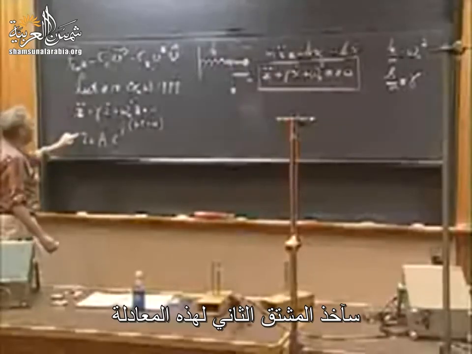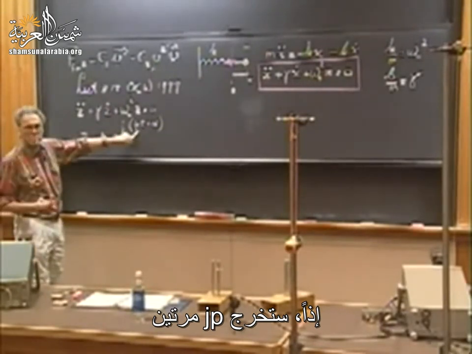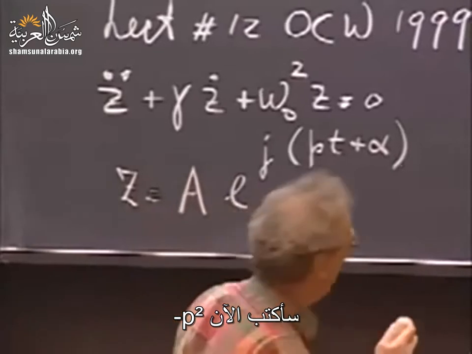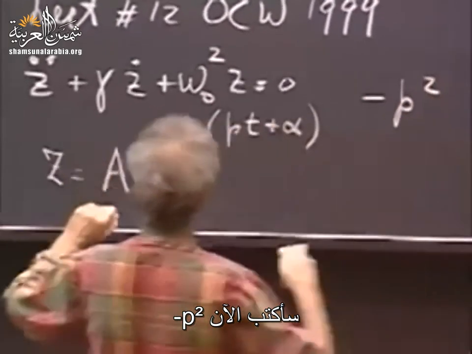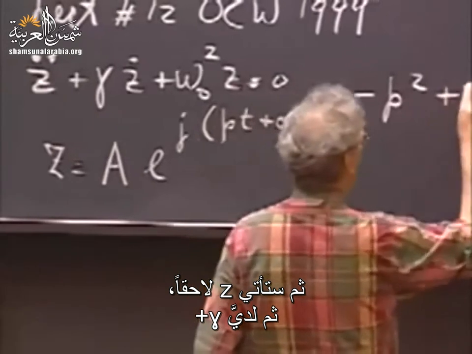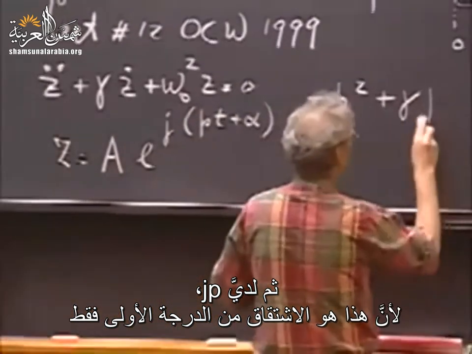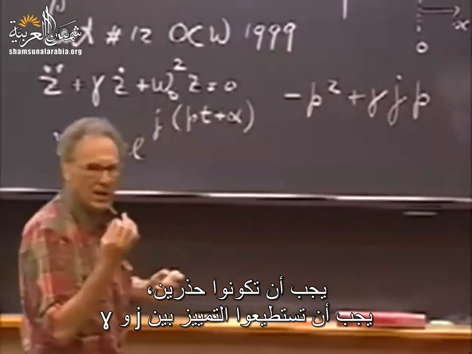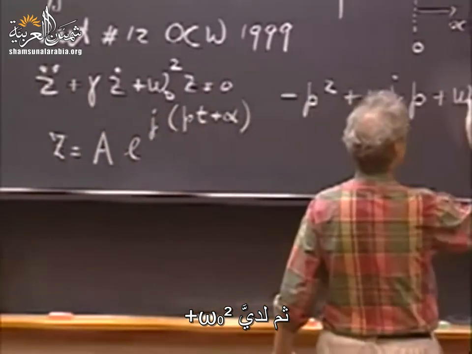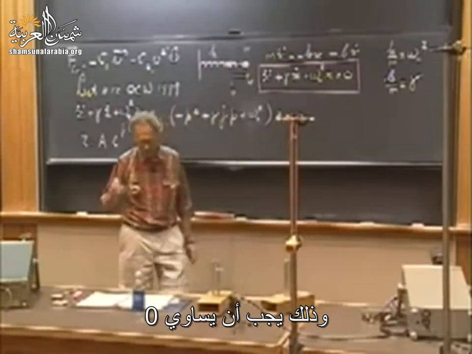I'm going to take the second derivative of this function. So jp comes out twice, so that is j squared times p squared, and so I'm going to see minus p squared. That is the second derivative of this function, and the z comes later. Then I have plus gamma, and then what pops out is jp, because it's only the first derivative. You have to be very careful that you can distinguish your j's from your gammas. And then you get plus omega 0 squared, and the whole thing times z, and that must now be equal to 0.